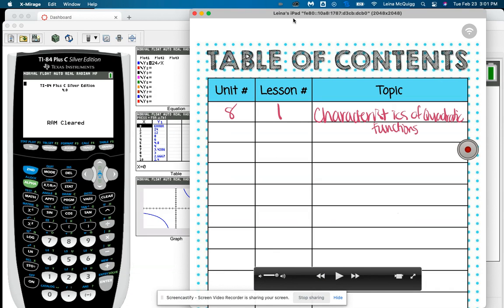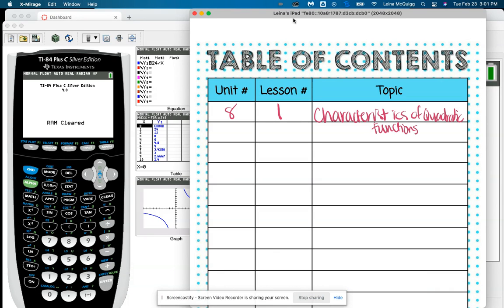Okay, today we're going to move on to lesson 2. So we're on unit 8, lesson 2, and this is going to be quadratic regression. Again, you're just adding these to your table of contents you already have, so you should have all your unit 7 stuff and unit 6 stuff above this.